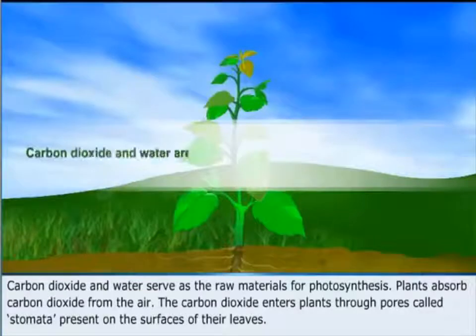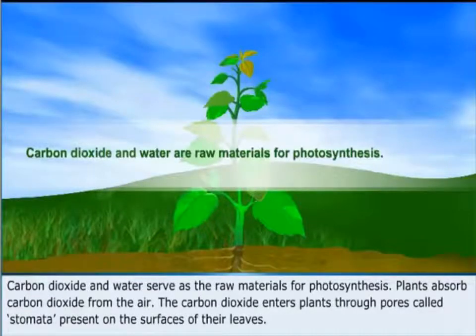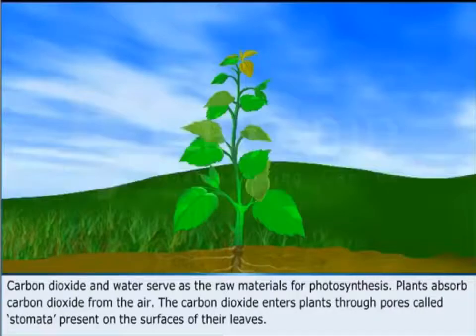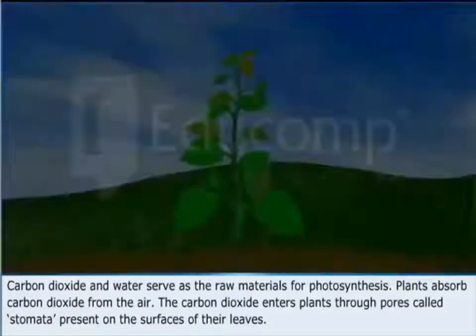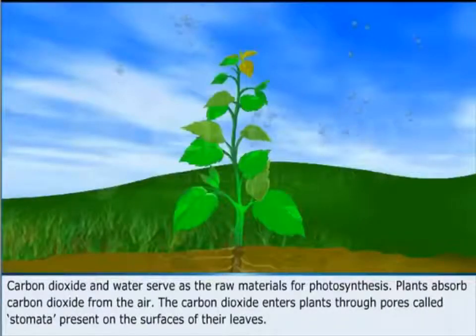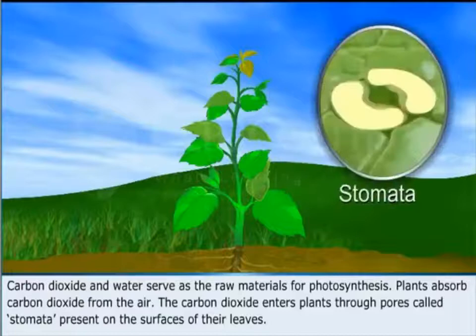Carbon dioxide and water serve as the raw materials for photosynthesis. Plants absorb carbon dioxide from the air. The carbon dioxide enters plants through pores called stomata present on the surfaces of their leaves.